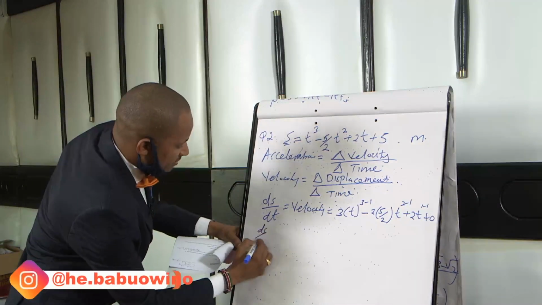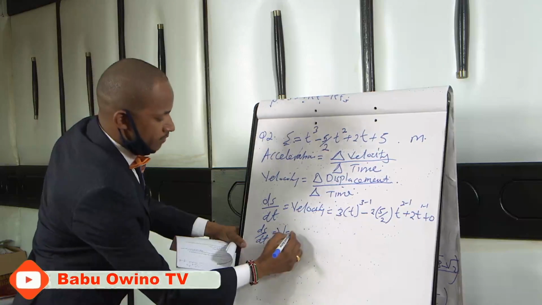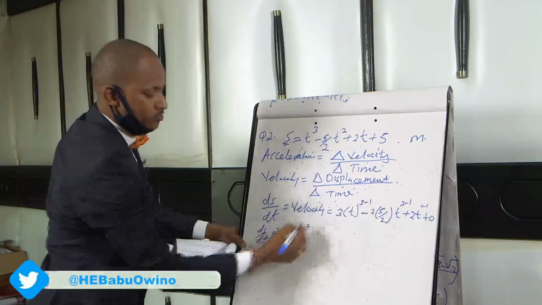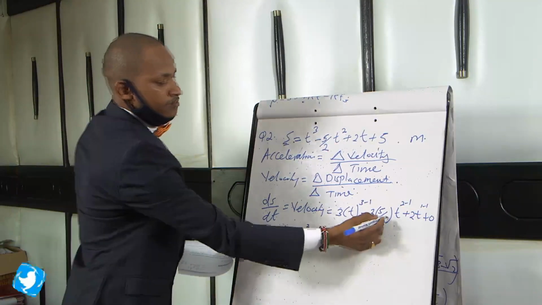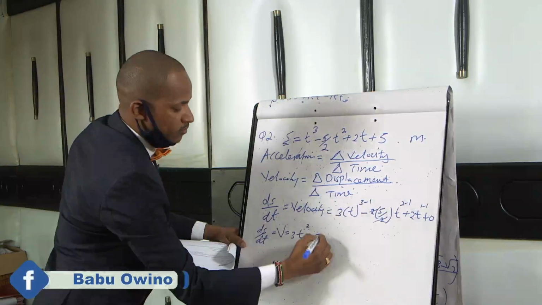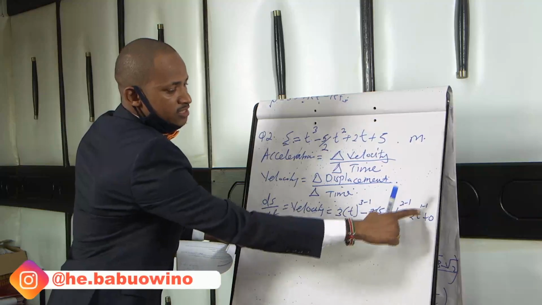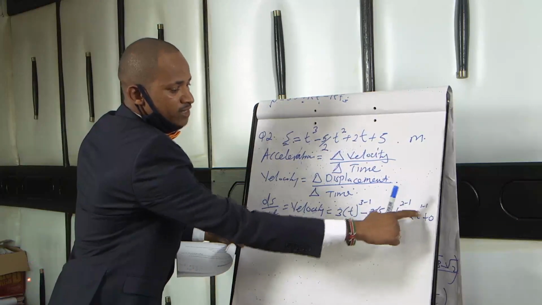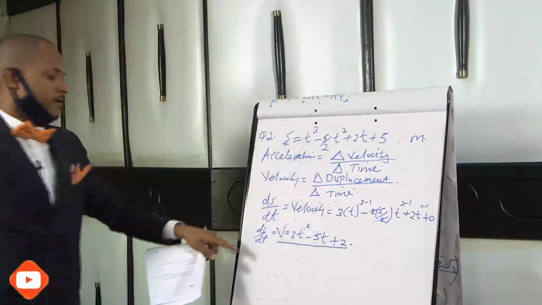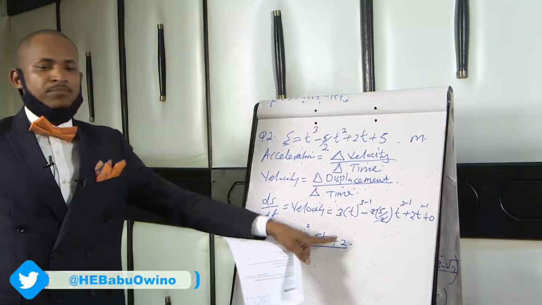Therefore, we have ds/dt, which is our velocity, equals 3t squared, since 3 minus 1 is 2. Minus 2 cancels with 2, and you get 5t to the power 1, which is 5t. Plus 2t to the power 0, and t to the power 0 is 1, so 1 times 2 is 2. So this is our velocity: 3t squared minus 5t plus 2.